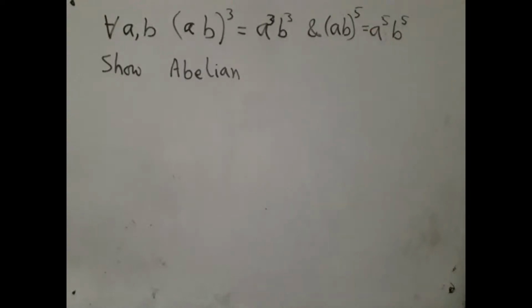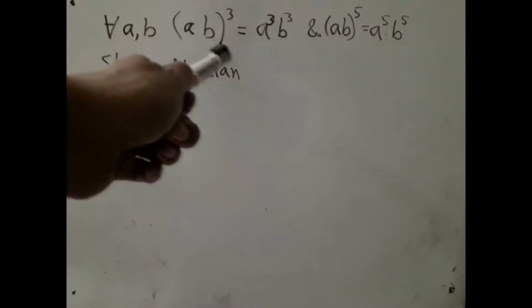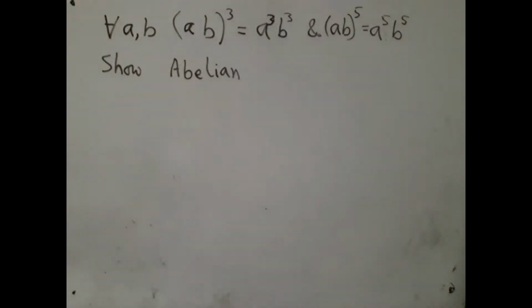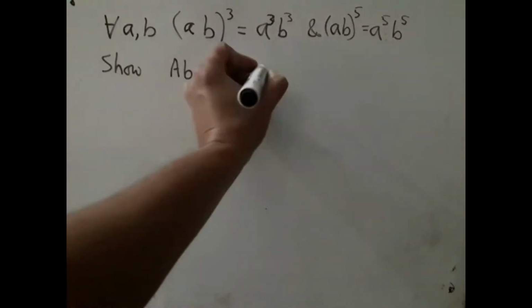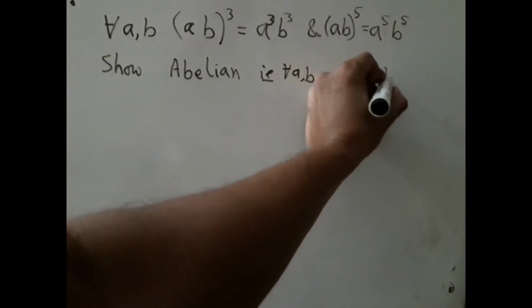Now here is an example of a manipulation which is quite complicated. I am giving it just as an example to show how complicated things can get. In this problem, I am given a group with the property that for all a, b, (ab) whole cube equals a cube times b cube. And also for all a, b, (ab) whole to the power 5 is a to the power 5, b to the power 5. I am to show that the group is abelian. That is, I am to show for all a, b in the group, ab is equal to ba.